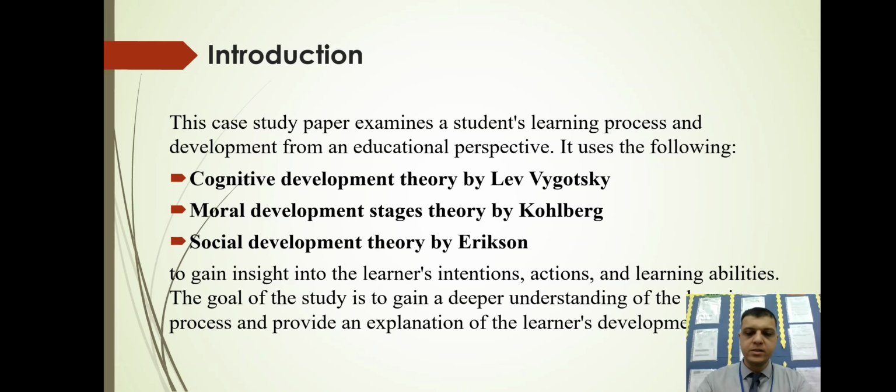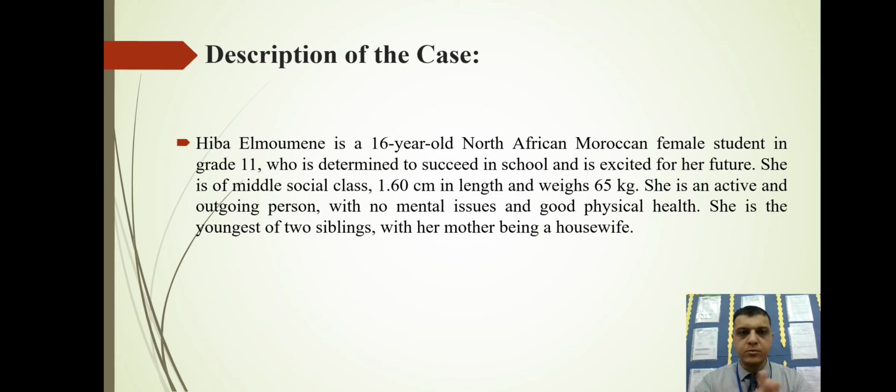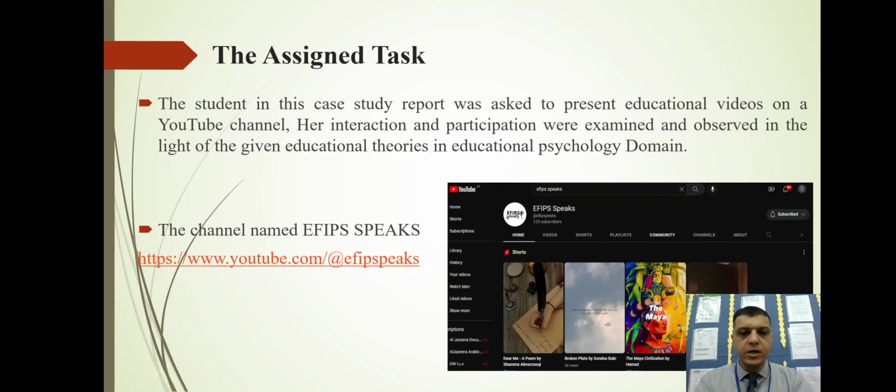This case study is going to examine the performance of a student called Hiba El Moomin. She is 16 years old, from Morocco, female. She's studying in grade 11. Basically, she's an active, outgoing person. She doesn't suffer from any mental issues. We start basically with observing her reaction and the way she's going to develop in the cognitive field.